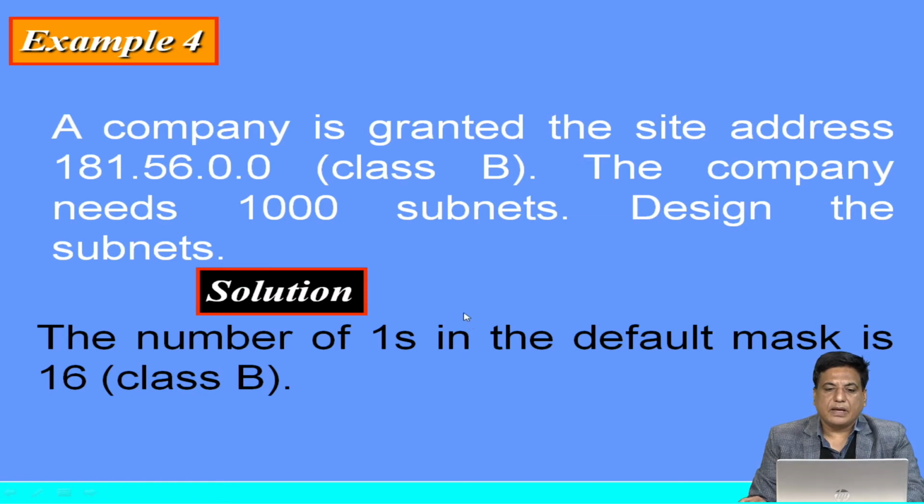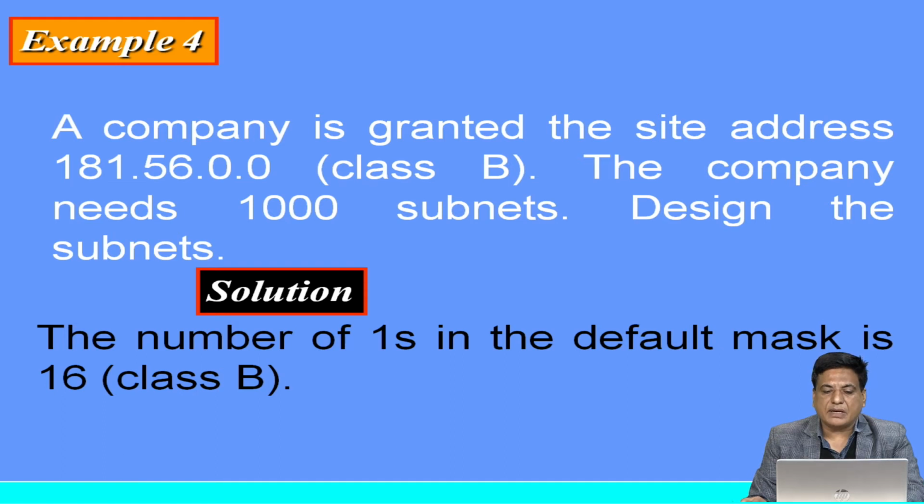Example 4. A company is granted the site address 181.56.0.0, which is a class B address. The company needs 1000 subnets. Design the subnet mask. As we know, the default mask for class B is 255.255.0.0, which comprises 16 ones.